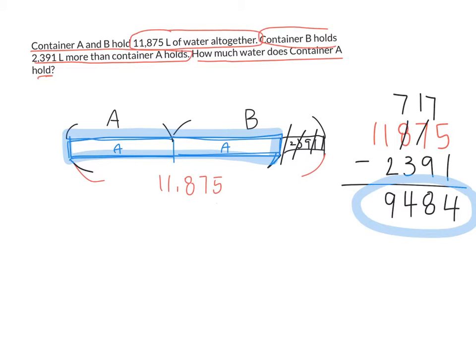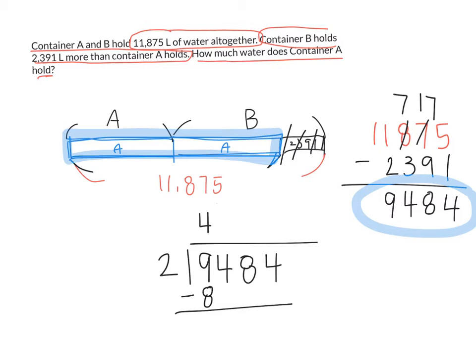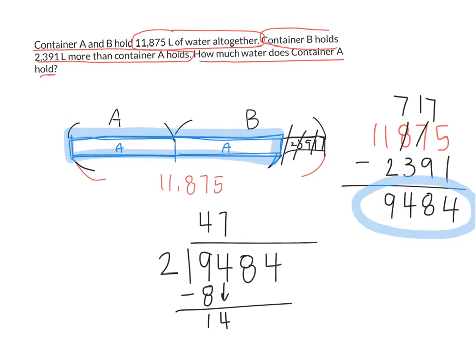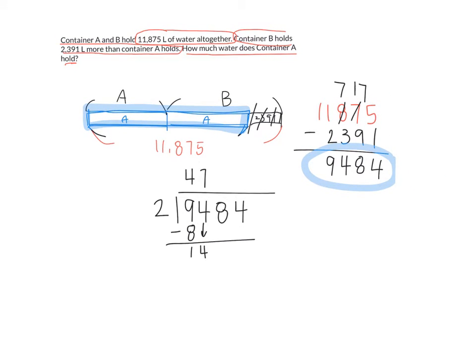Finding out that 2 container A's hold 9,484, all we need to do is divide that by 2, which luckily we learned how to do last year in 3rd grade. Yes? Good. What is 9 divided by 2? 4th graders, what is 9 divided by 2? 4. Very good. When we multiply, what do we have left? 1. We bring down the 4. What's 14 divided by 2? 7. Very good. What's 7 times 2?